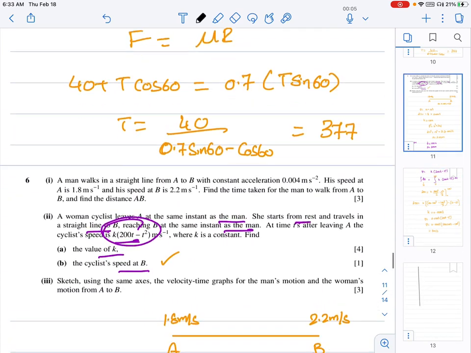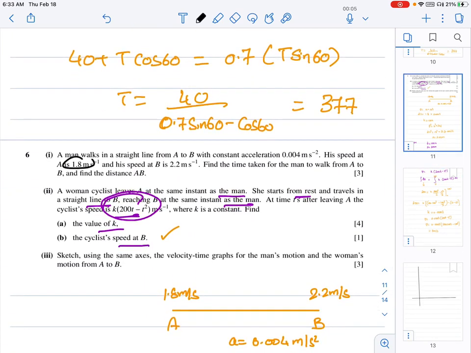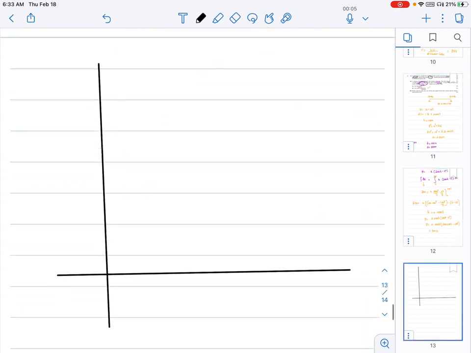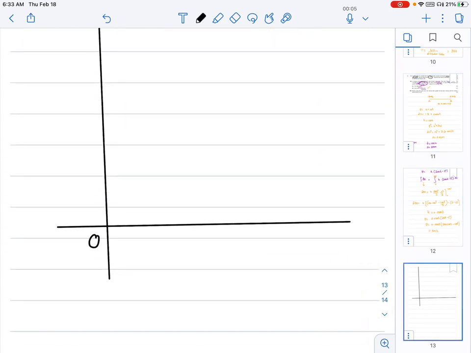So the man is starting with 1.8 and reaching 2.2 with a constant acceleration 0.004 and taking 100 seconds. Let it be 0 to 100. At the speed it was 1.8, this point is 1.8, maybe this point is 2.2. So he's starting with 1.8 and reaching 2.2 with a constant acceleration. That is for the man.